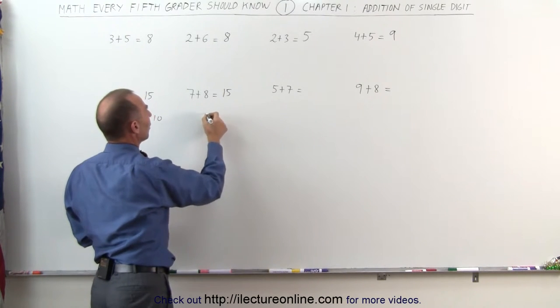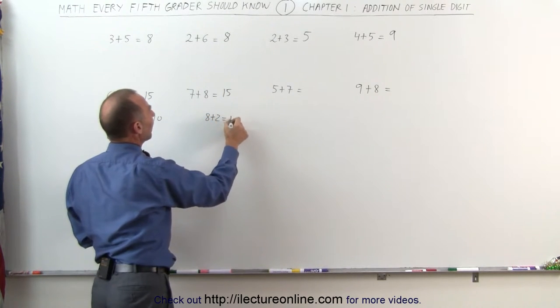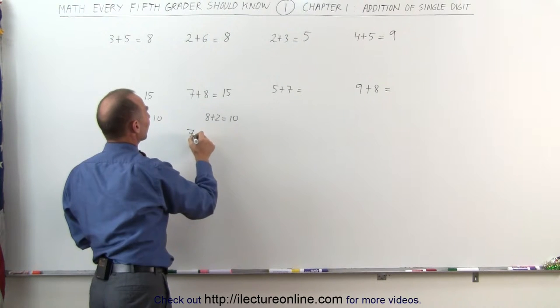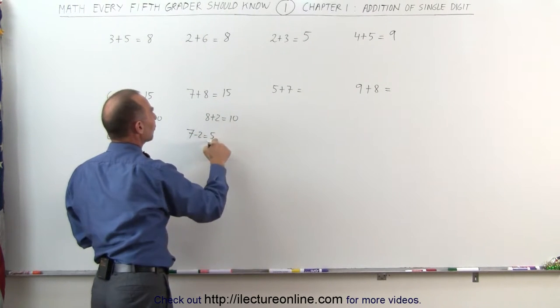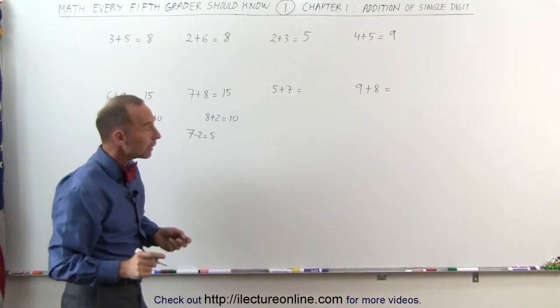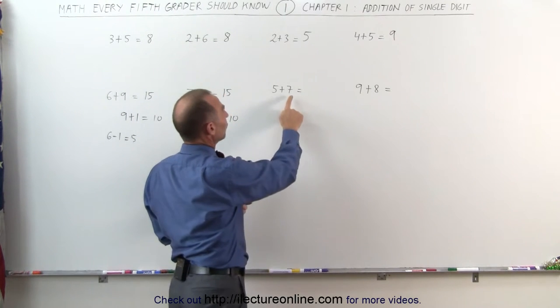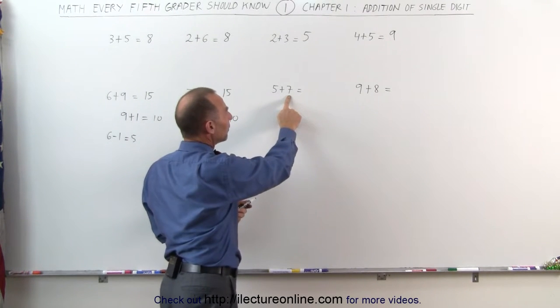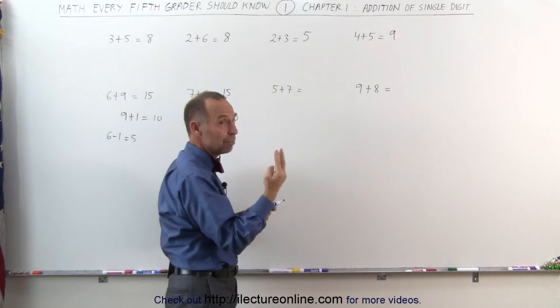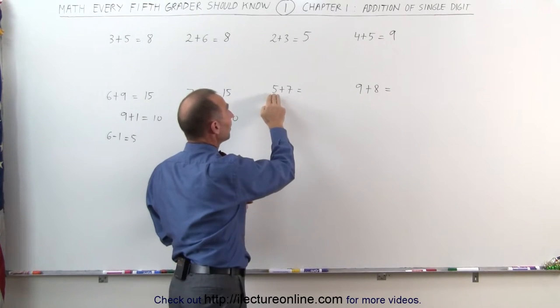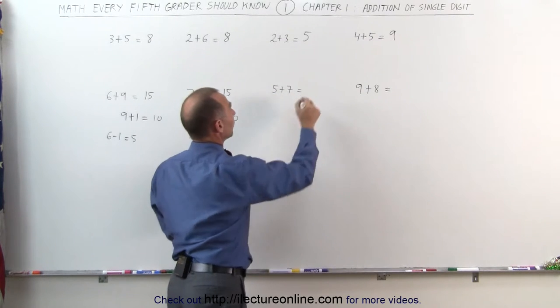Again, the way that worked is, we need 2 more to get 8 to 10. And if we then take the 2 away from 7, we get 5. 10 plus 5 gives me 15. Here we do the same thing with 5 plus 7. We take the biggest number, 7. How many more do we need to make it to 10? We need 3 more. We take that away from 5. Take away 3 from 5, that gives me 2. 10 plus 2 is 12.